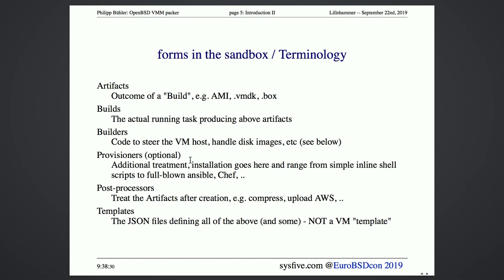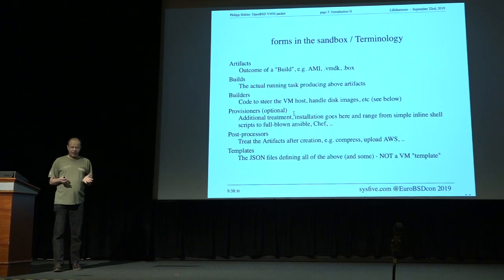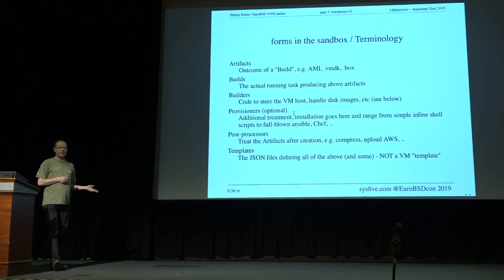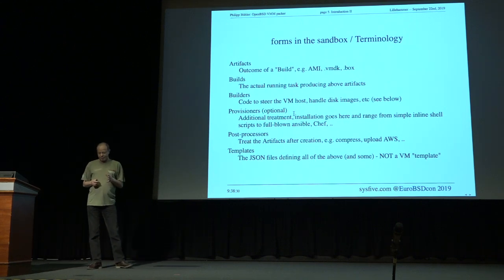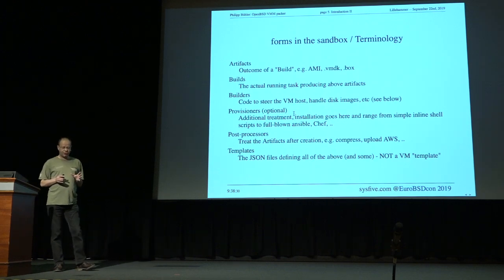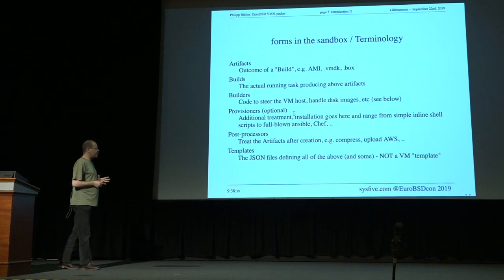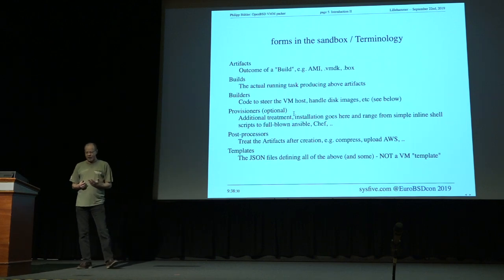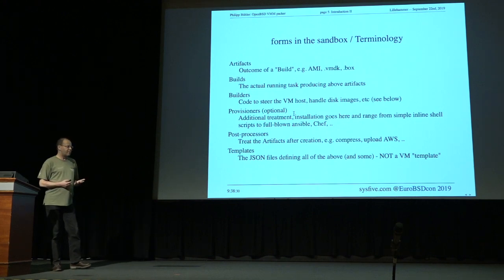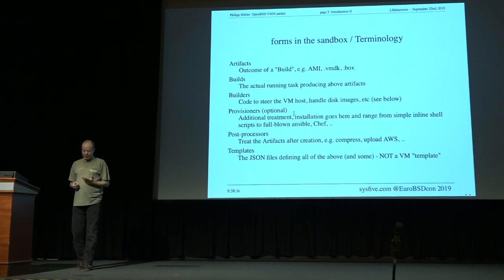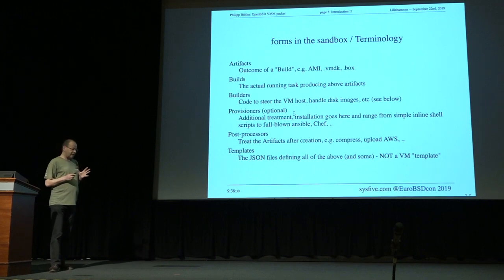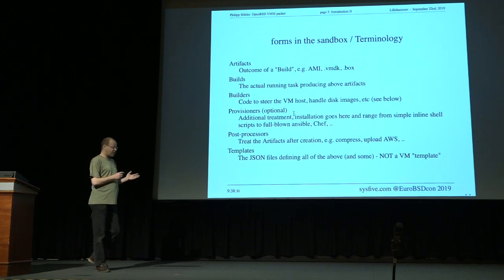So Packer speak is artifacts, which are the resulting image files that the hypervisor can directly consume. A running build is just the plugins and the core doing its thing to create artifacts. The builders are the actual code base that will be run to have a build and then create an artifact. Then there are provisioners, like after spinning up the VM, and the builder can then do its thing to bring up the VM, launching the kernel.